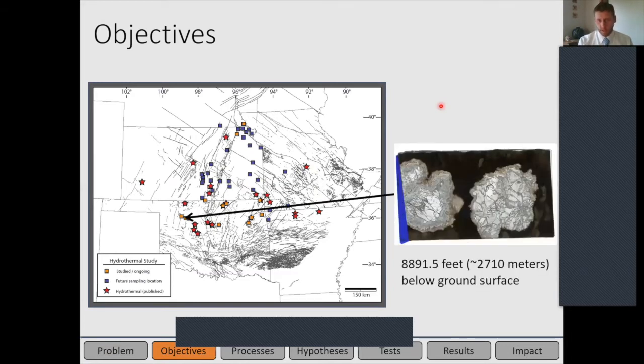So here's where that sample is taken from. This is from an oil well, about 2,700 meters below ground surface. And so I think that qualifies for deep diagenesis in this case.